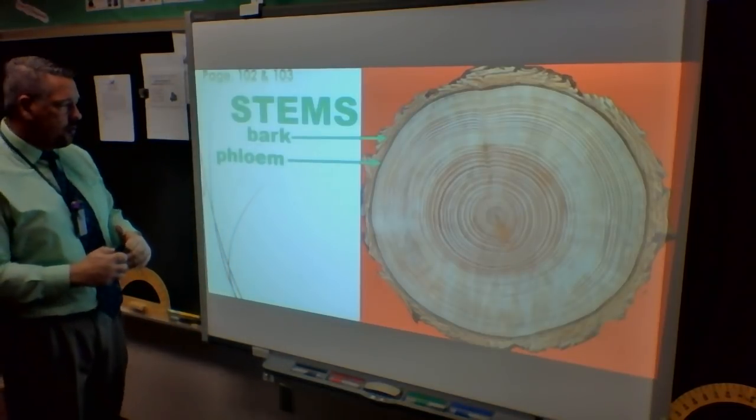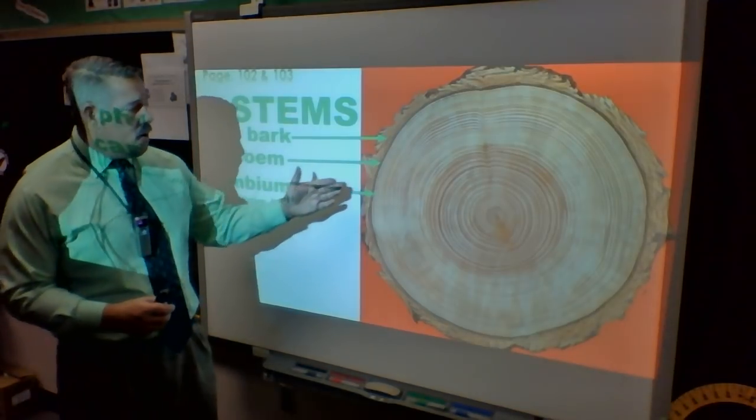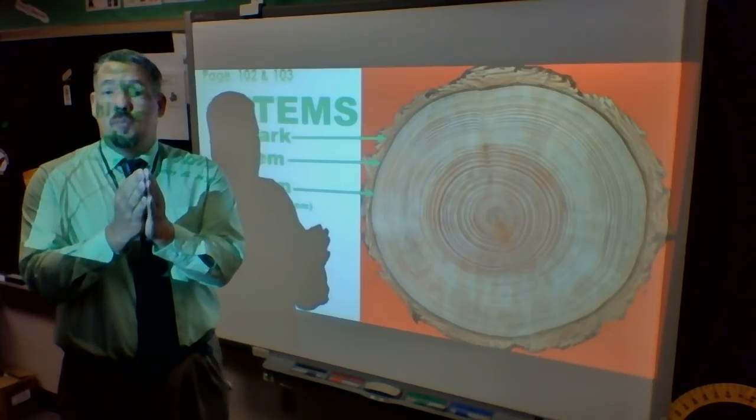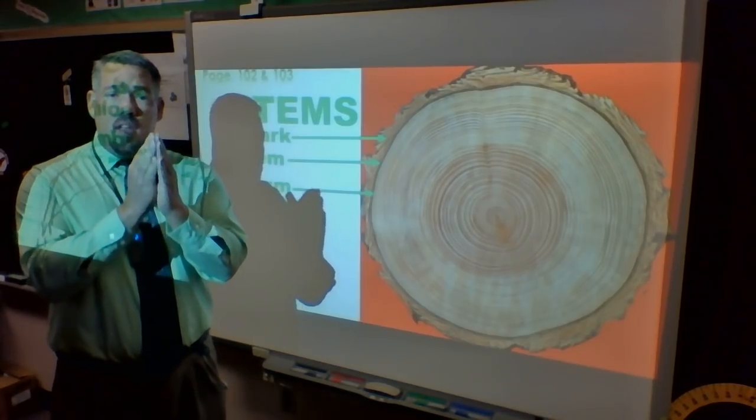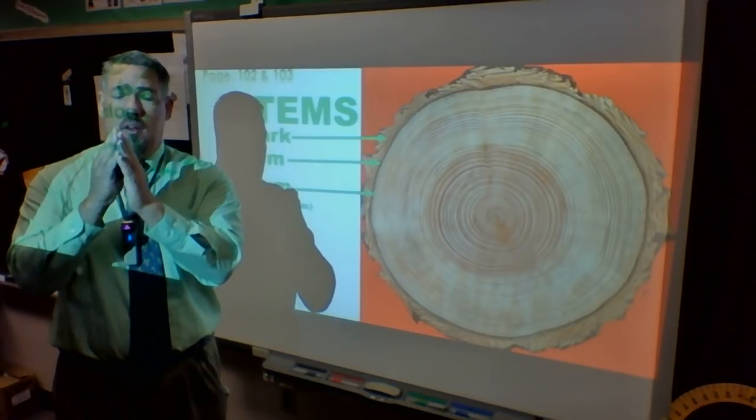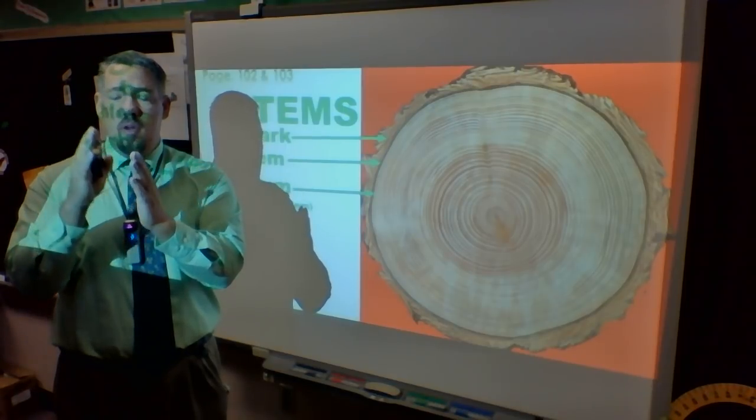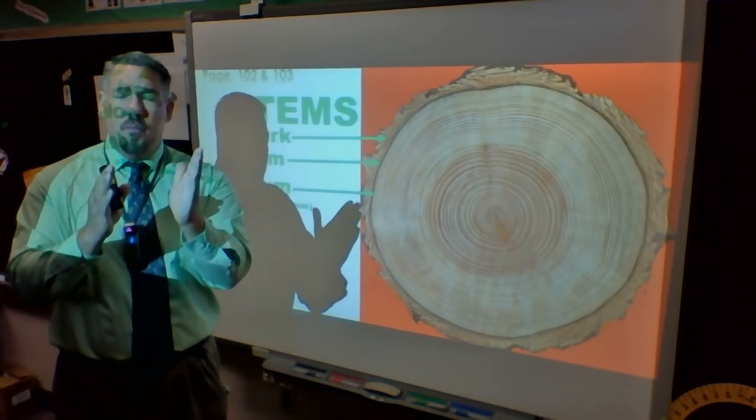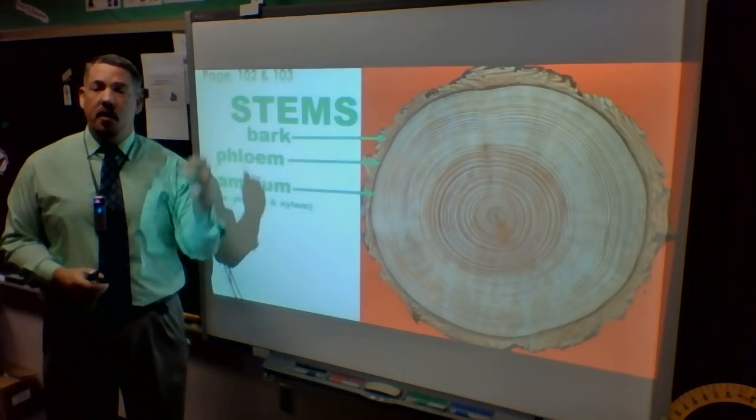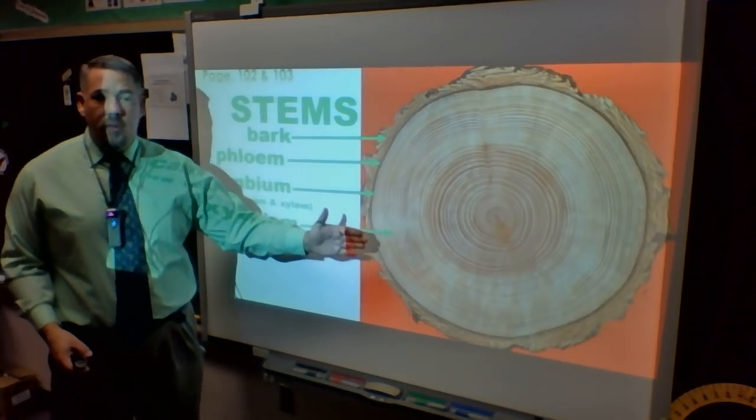We have the cambium then, and the cambium is right underneath the phloem. What the cambium is, it's a cell that splits in half basically. On the inside, if the bark is over here and the inside of the wood is over here, it splits apart each year. It creates phloem and it creates xylem. So underneath the bark is the phloem, where the food is carried up and down throughout the tree, and then the xylem is what's going to carry the water.